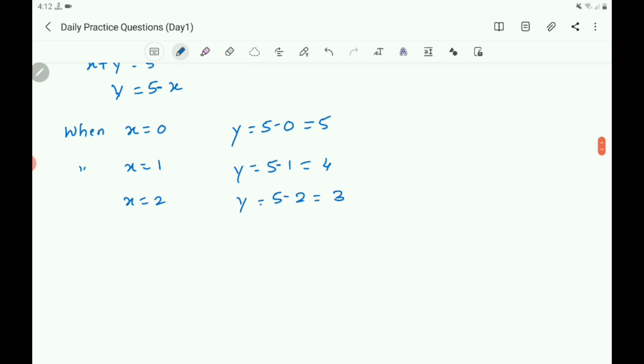Then you have the values of x and y. The x values are 0, 1, 2 and the corresponding values of y are 5, 4, 3. Here 0, 5, 1, 4, 2, 3. This is the column we got here.